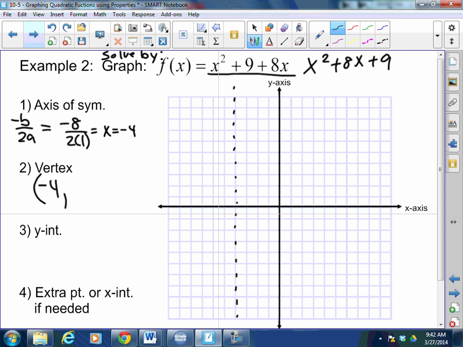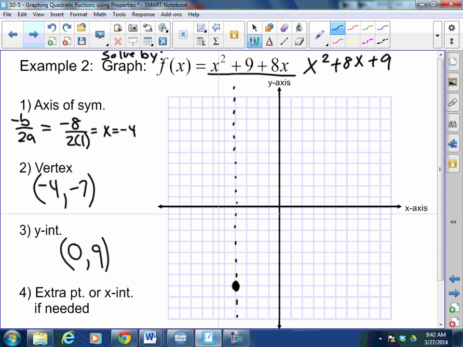Vertex. Let's find the y value when x is negative 4. Negative 4 squared is 16 minus 32, which is negative 16. Negative 16 plus 9 is negative 7, right? Yes. Okay, so negative 4, 1, 2, 3, 4, 5, 6, 7. Did I do that right? That's my vertex. Is this going to be a minimum or a maximum? A minimum, because the graph will point upward. Good. The y-intercept. What's my y value when x is 0?